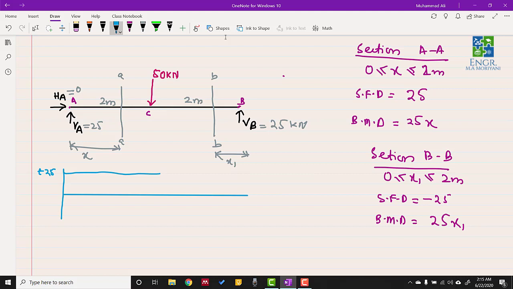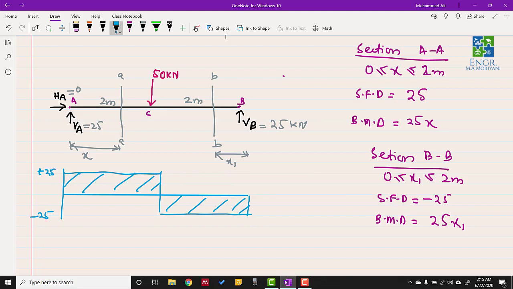But for the section BB, or in other words for the portion CB, we have a constant shear force of minus 25. So from C to B, we can draw the constant shear force of minus 25. This represents the shear force diagram, but we have to connect the discontinuities. So we are connecting these discontinuities. Now this diagram is representing the variation of shear force along the length of the beam.